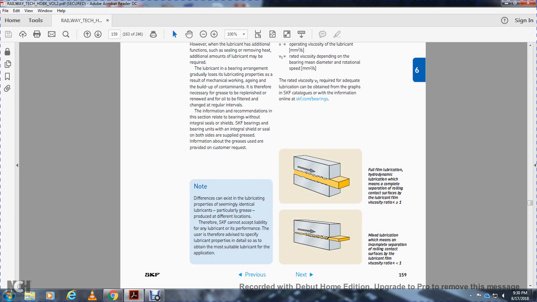The big yellow-black zone shows full-film hydrodynamic lubrication, meaning complete separation of the rolling contact surfaces by the lubricating film, where the viscosity ratio kappa is greater than 1. Mixed lubrication means incomplete separation of the rolling contact surfaces by the lubricating film, where kappa is less than 1.